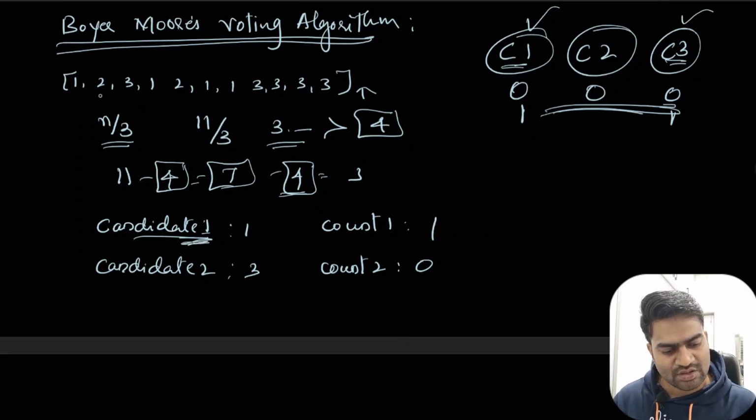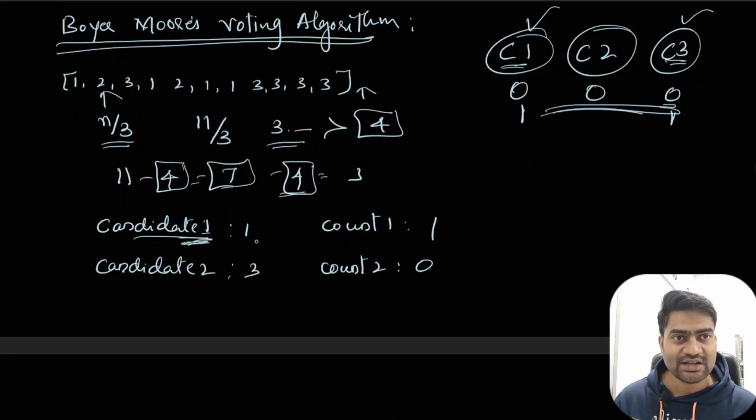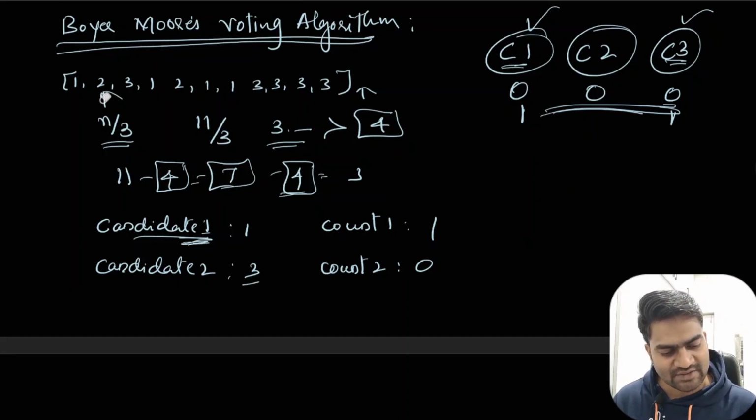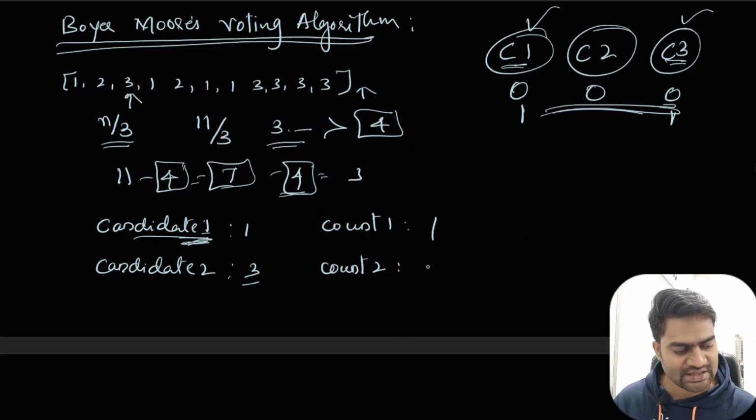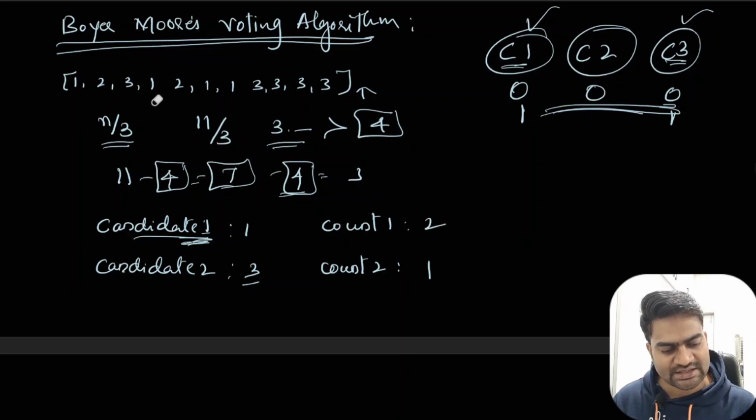Now I will move to 2. So this is not candidate 1. This is neither candidate 1 nor candidate 2, which is 3. So that's why I will skip and I will move next. This is 3. So I will have to increase candidate 2's count. So I will increase. Next value is 1. So I will have to increase this count to 2. Next value is 2. So this is neither candidate 1 nor candidate 2. So I will skip and I will move.